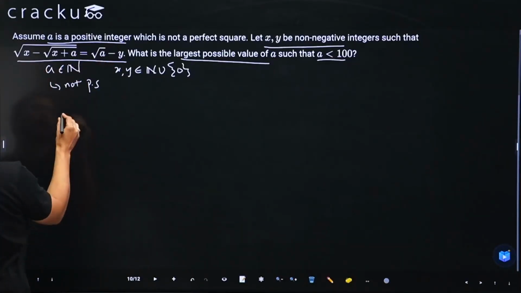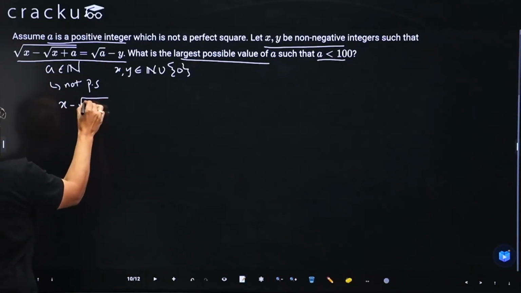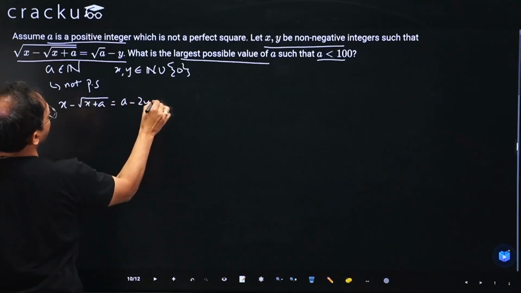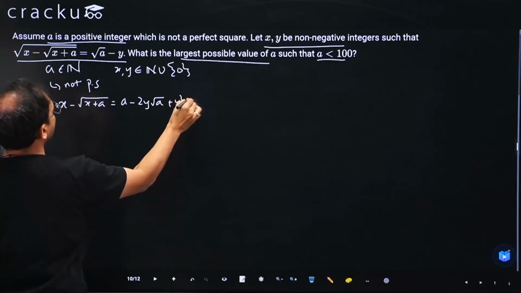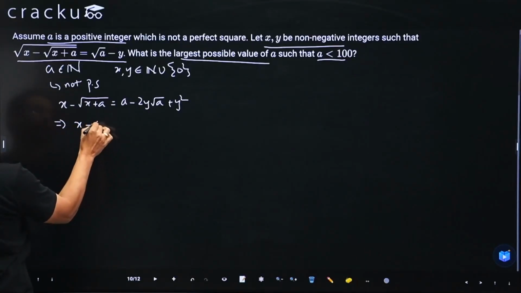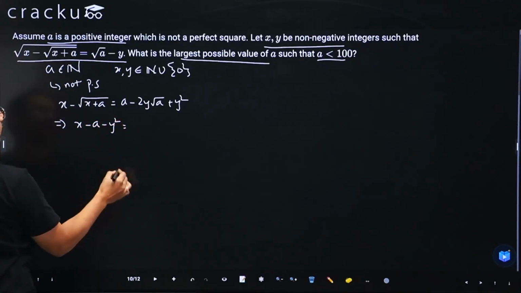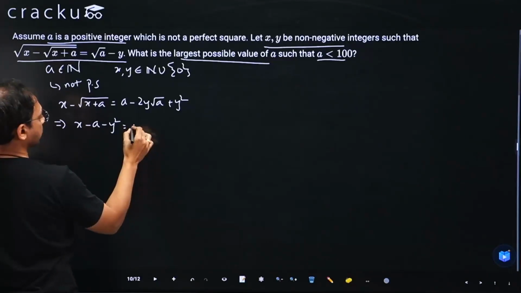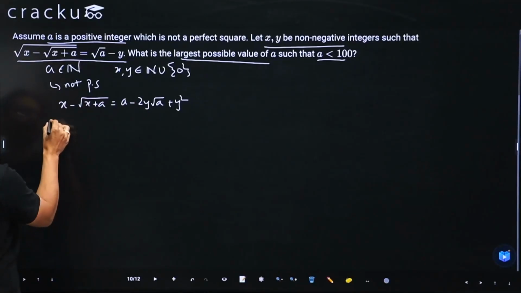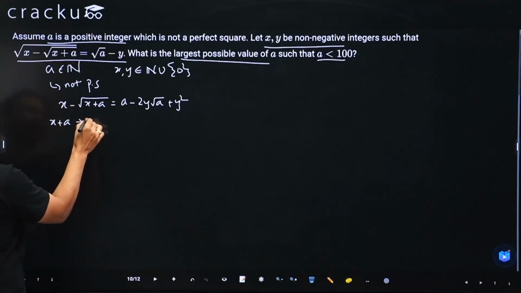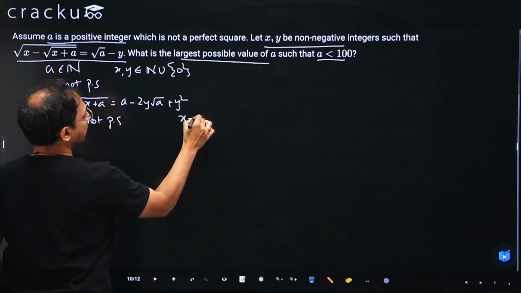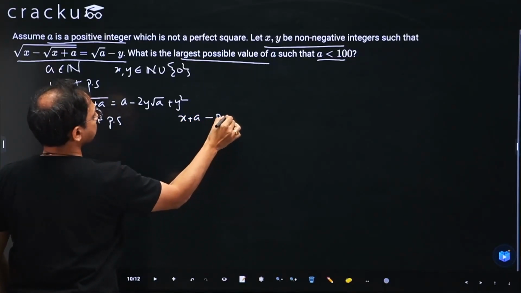So let us square this. x minus root of x plus a is equal to a minus 2y root a plus y square. So if I rearrange this, I get x minus a minus y square is equal to... so we'll take two cases here. x plus a is not a perfect square, and x plus a is a perfect square.